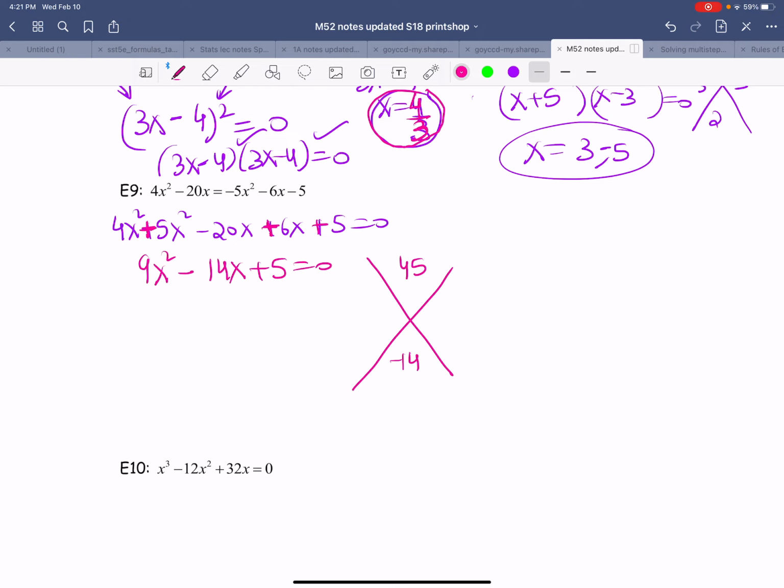Would 9 and 5 work here? Can we use 9 and 5? Because they both multiply to give you 45 and they add up to give you 14. If we make them both negative, they will add up to give me negative 14. That's what I want.